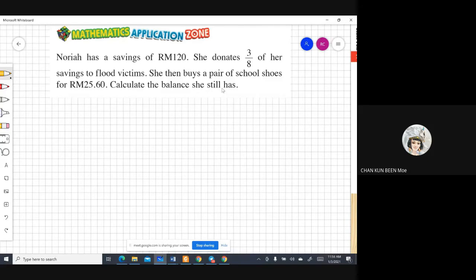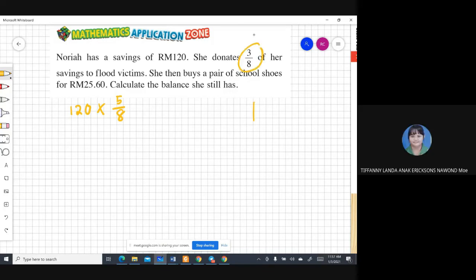First, we have to understand how much money she has. She has 120 ringgit. What did she do? She donated 3/8 of the money. And then she buys school shoes with 25 ringgit 60 cent. So here, what you can do is, out of the 120 ringgit, you can straight away multiply by, I'm not going to show you 3/8 over here, I'm going to straight away multiply by 5/8 because that's the remaining money, correct or not?